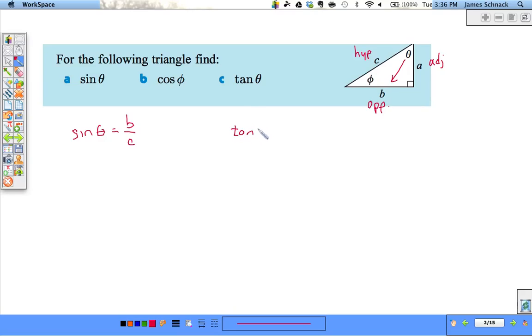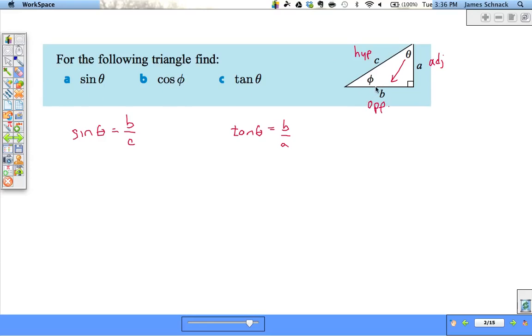Tangent of theta, tangent was opposite over adjacent, TOA. Opposite is B, adjacent is A. So tangent of theta is B divided by A.